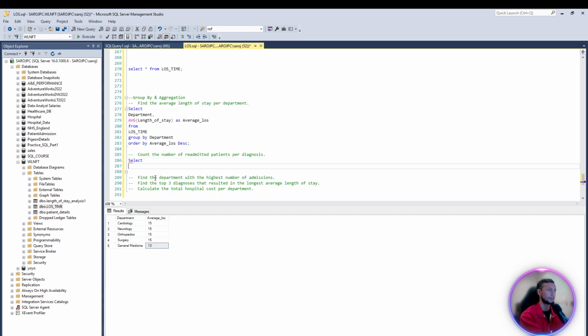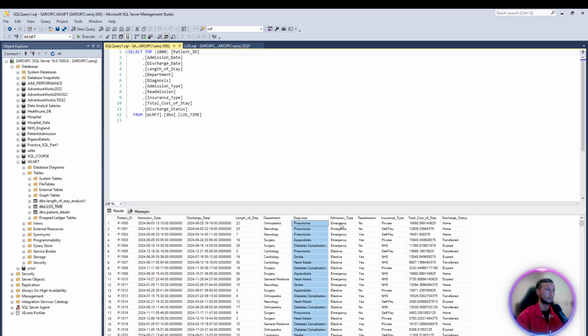Let's start. We have to look for diagnosis, right? Then count the number of readmitted patients. Okay, sorry, my bad. It's looking for the readmitted patients only. We only need to group the patients who are readmitted. That means only the yes. We have to exclude the no, and we have to group the yes on the basis of diagnosis.